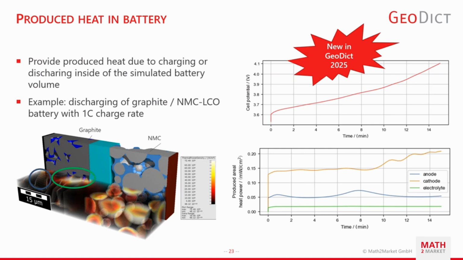The anode active material, graphite, has most of the heat on the surface of the graphite particles towards the electrolyte, because here the ion exchange is taking place. But most of the heat is produced in the NMC particles, because here you get the concentration gradient and then the diffusion of the ions. So this allows you to learn much more details, and also you could, for example, try to improve the microstructure so that the total produced heat is less.